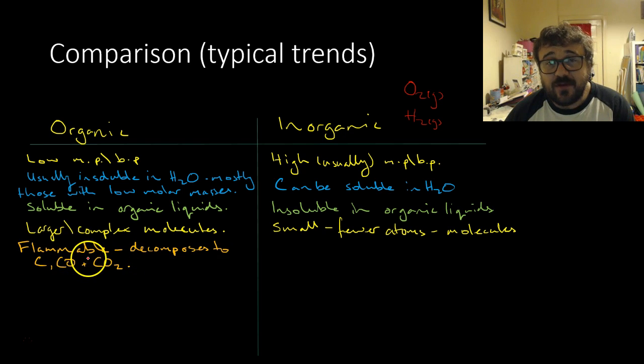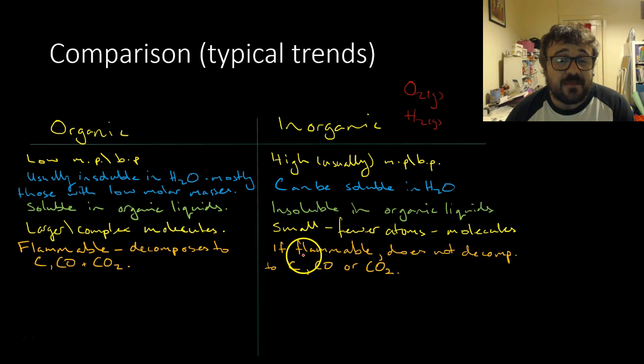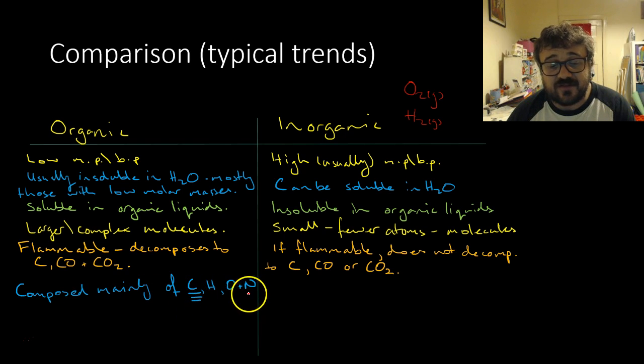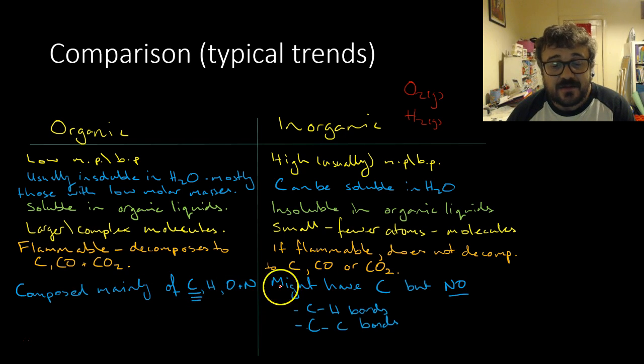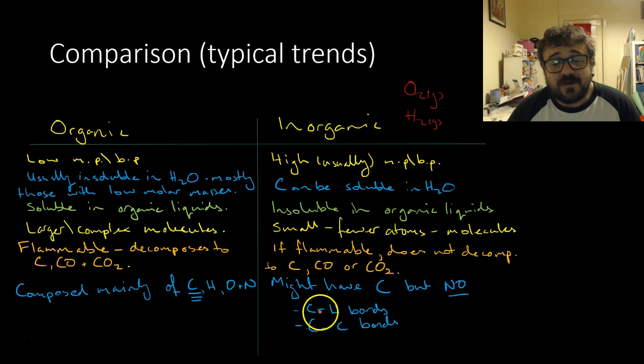Organics are flammable or highly flammable, and they tend to decompose to carbon, carbon monoxide, carbon dioxide. If inorganics are flammable, they do not decompose to carbon, carbon monoxide, or carbon dioxide. Your organics are composed mainly of carbon, hydrogen, oxygen, nitrogen, but carbon's the big deal. And whereas your inorganics might have some carbons, they don't have carbon-hydrogen bonds or carbon-to-carbon bonds.